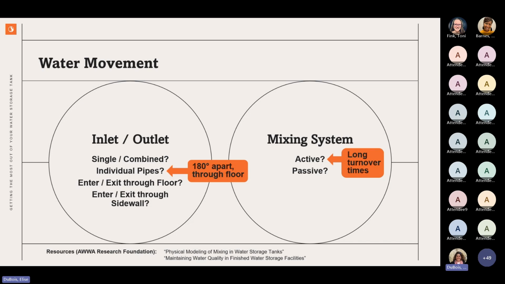Good turnover times are 3 days or less. Really good turnover times are multiple times per day or once per day. Typical turnover times that we see are 8 days or more.